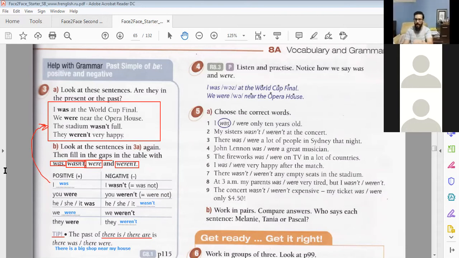بالنسبة ل there are طبعا عادة للجمع. Basma, can you please give us an example using there are? Can you give us an example using there are, please? Okay.